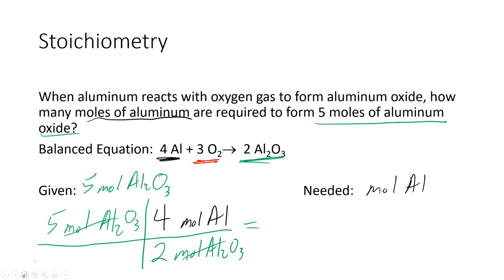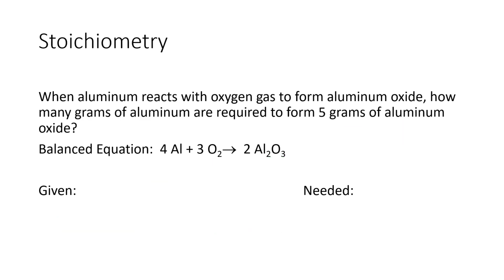So we're just going to do this math real quick. 5 times 4 is 20. 20 divided by 2 is 10. So it takes 10 moles of aluminum to react to make 5 moles of aluminum oxide. These mole to mole things you can almost do in your head, right? Because you're seeing that if I have 5 of these, how many of those did I need? It's a 2-to-1 relationship, so you would need twice as much aluminum. Perhaps you see that.